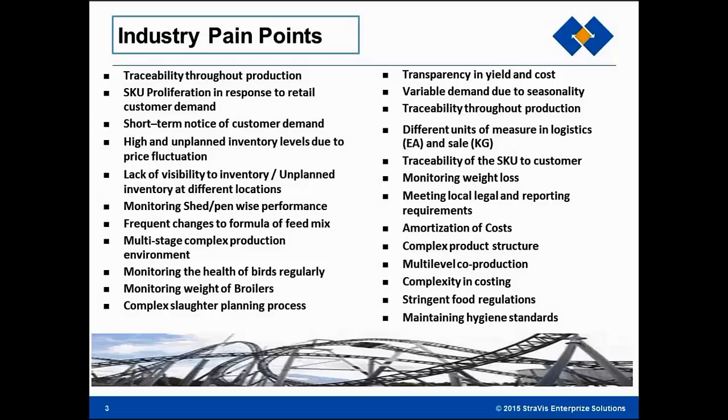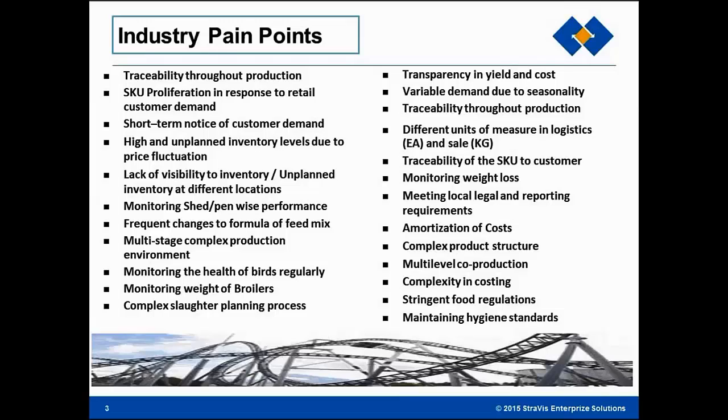And the demand keeps fluctuating, and traceability throughout the production is the main issue here, because in the modern poultry industry, many farms are going for contract farming. Some parts of the process are contracted, particularly for broiler chicken. So traceability of the broiler chicken being grown in different farms is a major challenge.